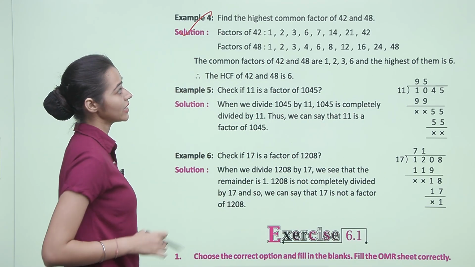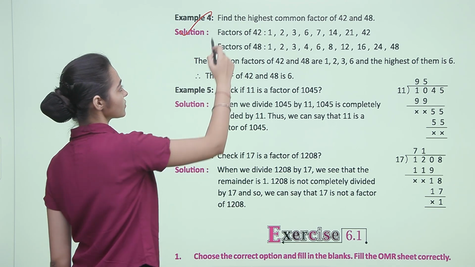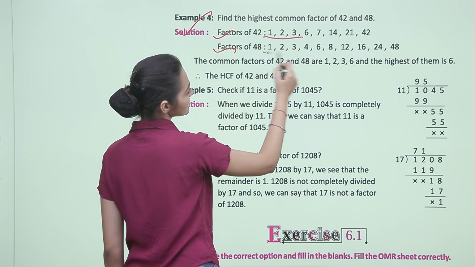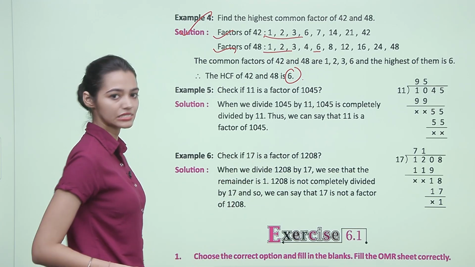Now in the next example, we have to find the HCF of 42 and 48. Here are the factors of 42, here are the factors of 48, and the common factors are 1, 2, 3, 6, and the highest of them is 6, so the HCF is 6.